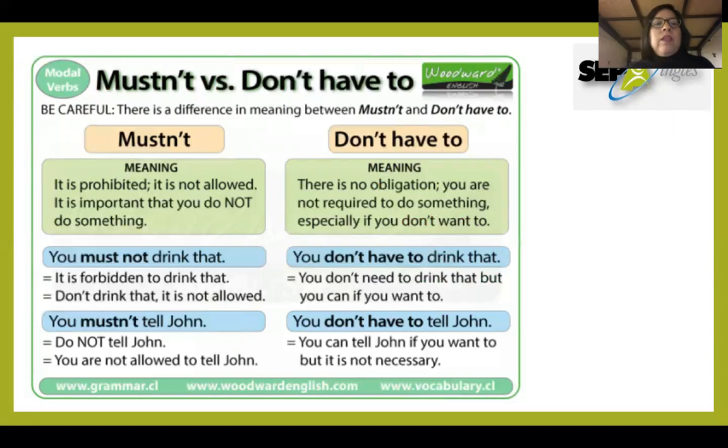You must not tell Jan, or you mustn't tell Jan means that do not tell Jan, you are not allowed to tell Jan. Versus you don't have to tell Jan means that you can tell him if you want to, but it's not necessary, it's up to you.